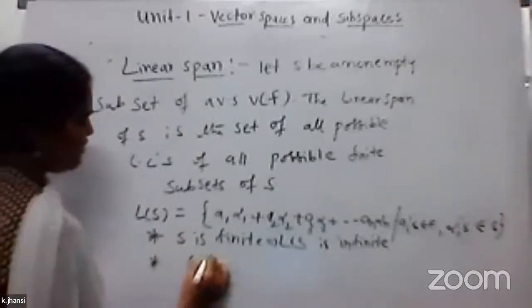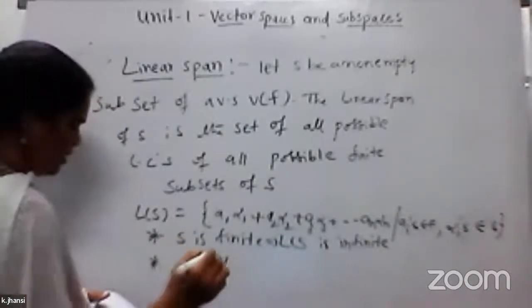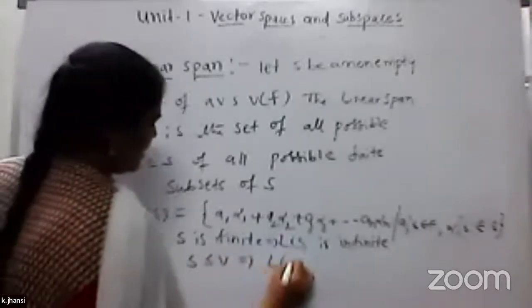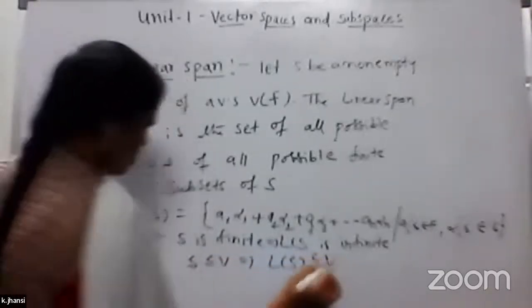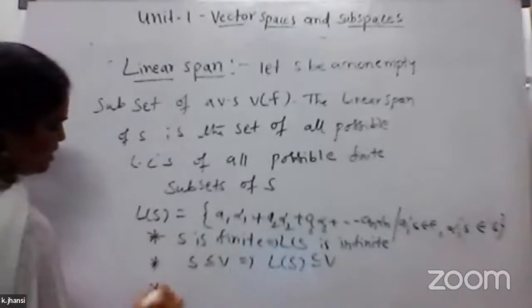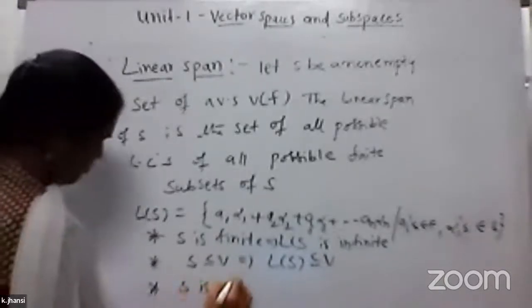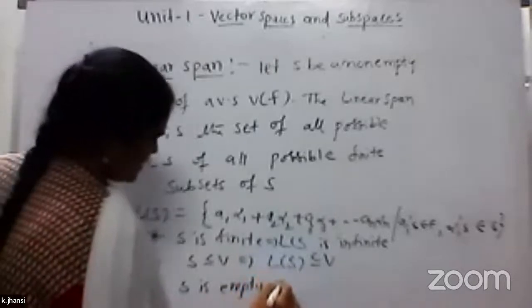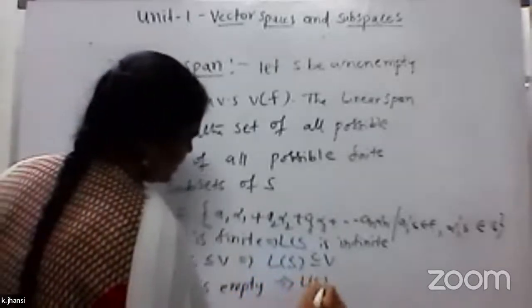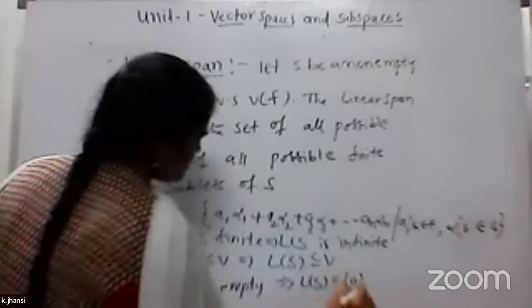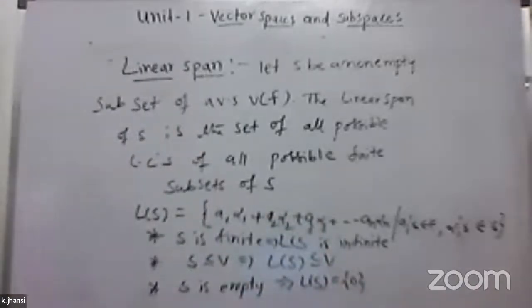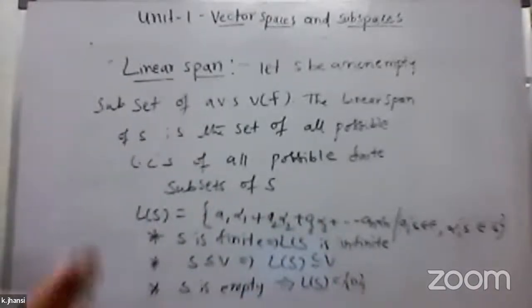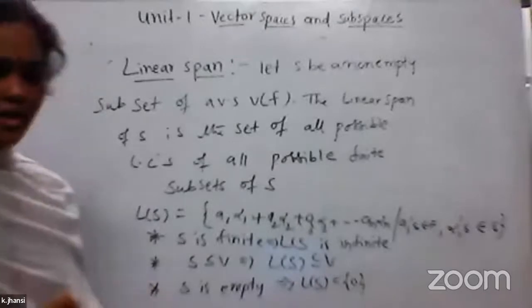And the second one is, if S is a subset or equal to V, it implies L of S is also a subset or equal to V. And the third one, if S is empty, meaning no elements, then compulsorily you will get one linear combination, that is with the 0 element, 0 vector. Okay, so this is about the linear span.